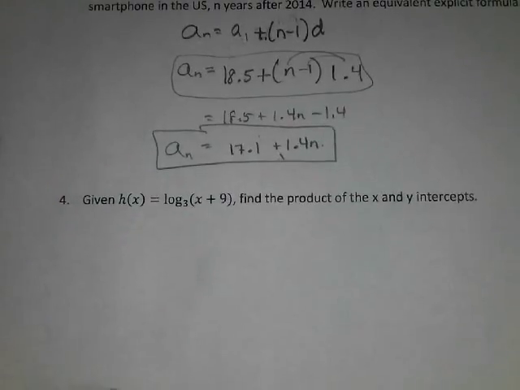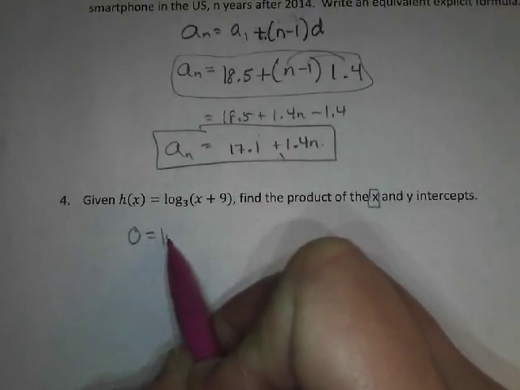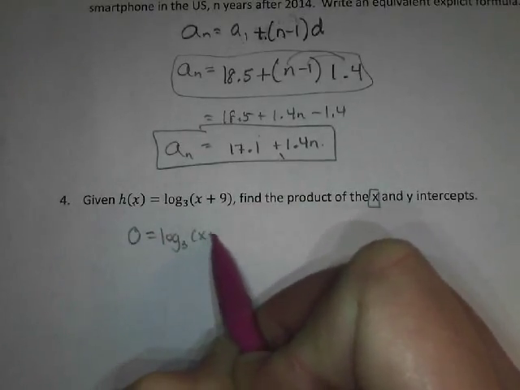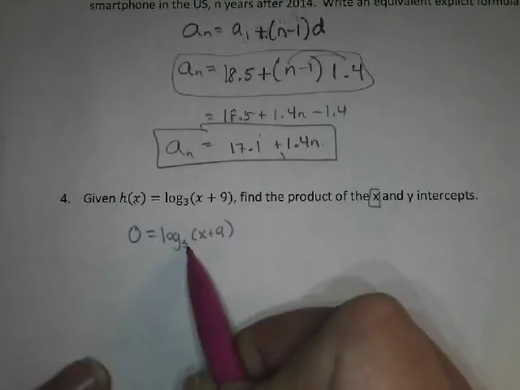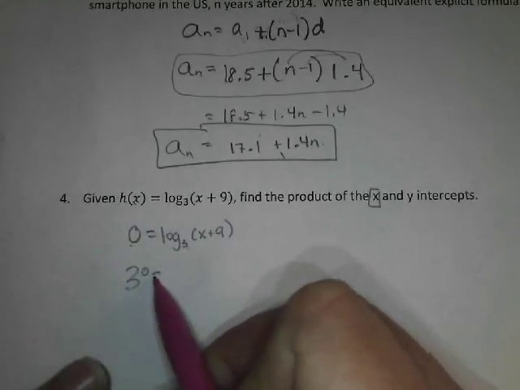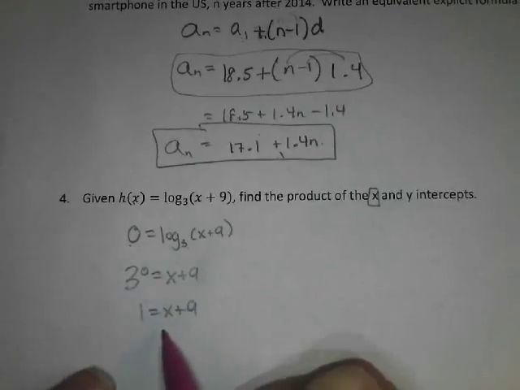Set y equal to 0. To find the x-intercept, you set y equal to 0. So that would be 0 equals log base 3 of x plus 9. And then to solve a log equation, you have to translate it. 3 raised to the 0 power equals x plus 9. So that's 1 equals x plus 9. Subtract 9 from both sides, and the x-intercept is negative 8.